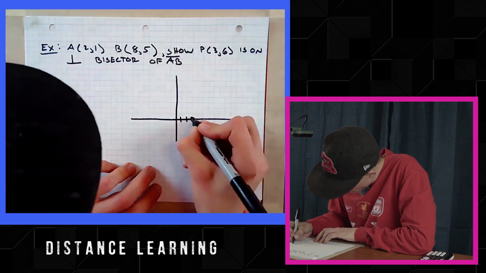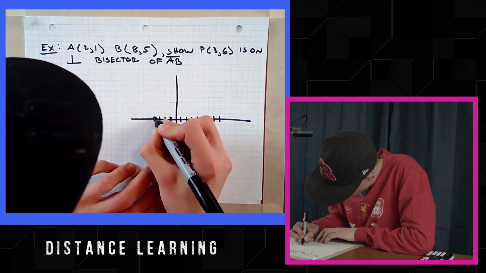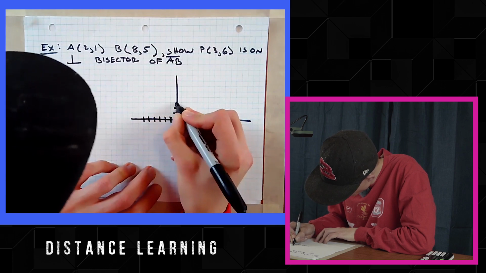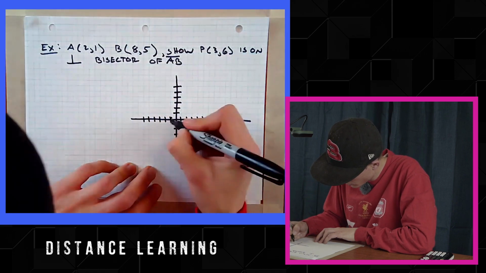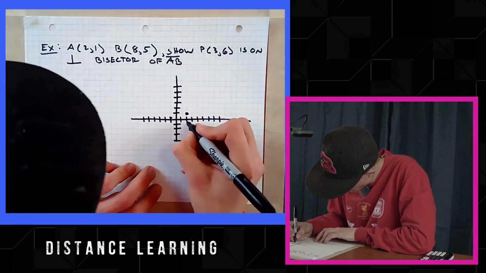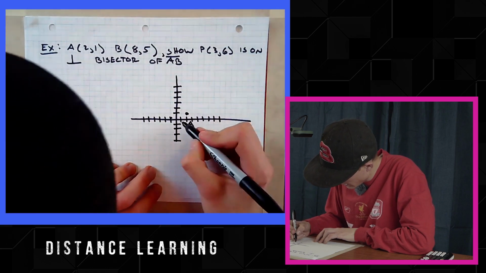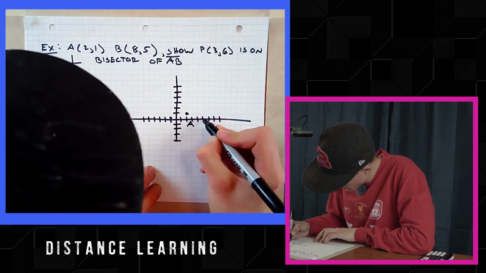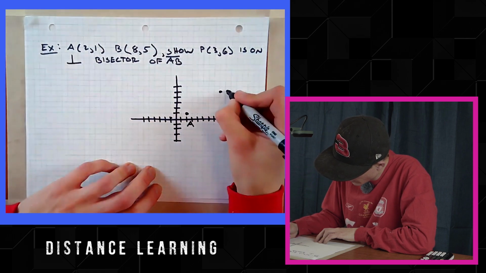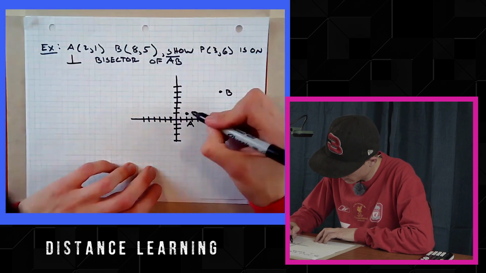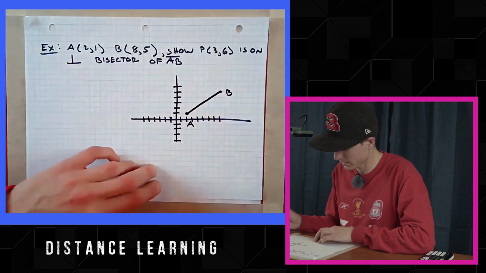So let's see, 1, 2, 3, 4, 5, 6, 7, 8. 1, 2, 3, 4, 5, 6. 1, 2, 3, 4. So 2, 1, that is point A. Point B is at 8, 5. 1, 2, 3, 4, 5, 6, 7, 8. 1, 2, 3, 4, 5. It's point B.